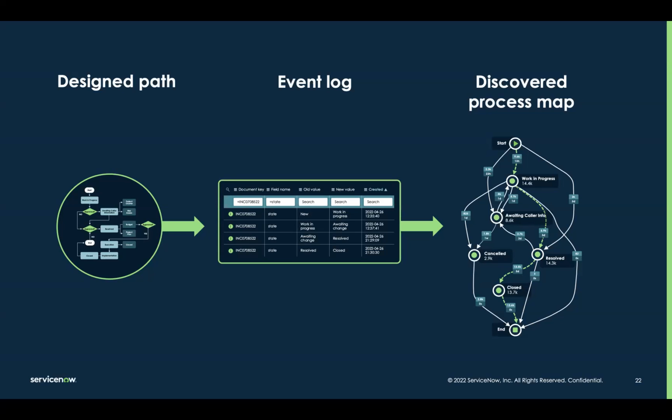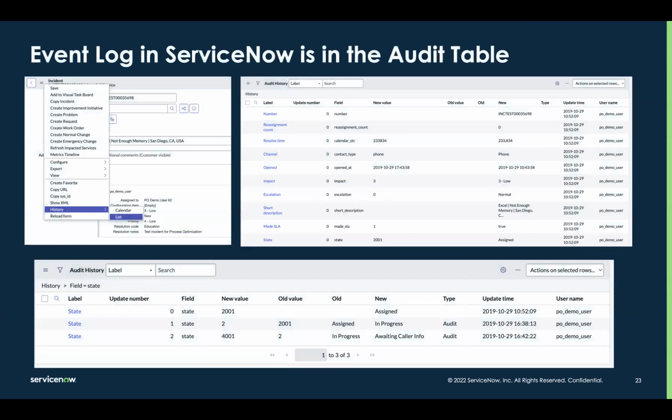This event data at a minimum is going to have 3 values: a record ID, so which piece of work is it that I'm focused on; an activity, so what's changed about that piece of work; and a timestamp, when did it change. That event data is what is used to visualize what is actually happening within a given process. Now, when it comes to ServiceNow, the event data is stored in the audit table.